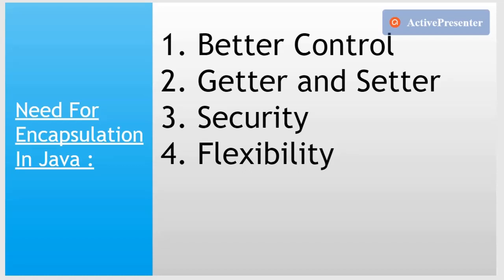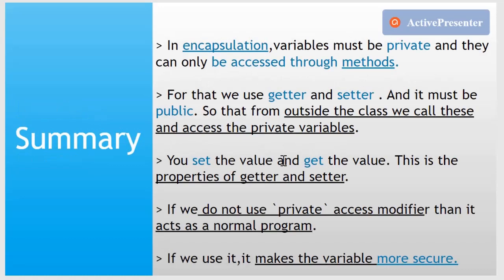And the fourth thing is flexibility. Changes made to one part of the code can be successfully implemented without affecting any other part of the code. So the needs for encapsulation in Java are better control, getter and setter, security, flexibility. So let's come to the summary. We have discussed access modifiers and types of access modifiers. We saw a few examples. We discussed encapsulation and saw the example of encapsulation.